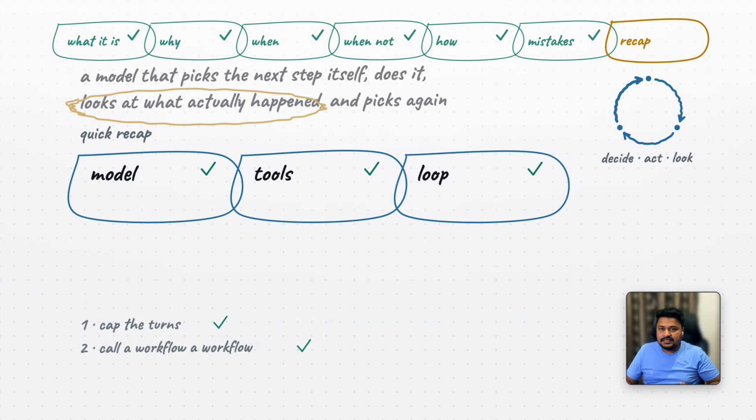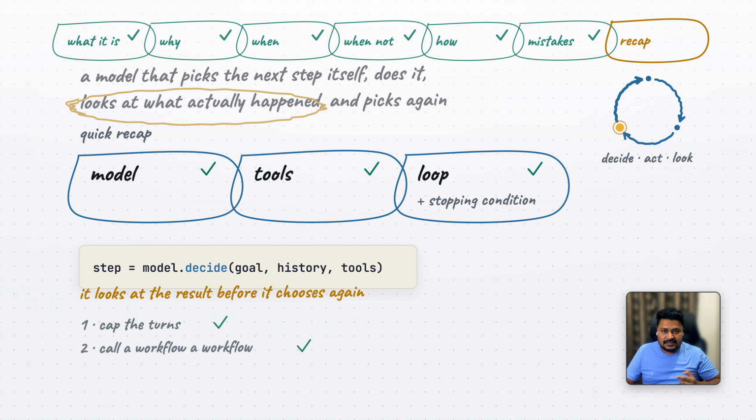Quick recap. An agent is a model, tools, and a loop with a stopping condition. What makes it an agent is that it looks at the result before it chooses again. Everything else in this course is a decision around the loop. Next video, the first real question: one agent or several, and how to tell which one you need.